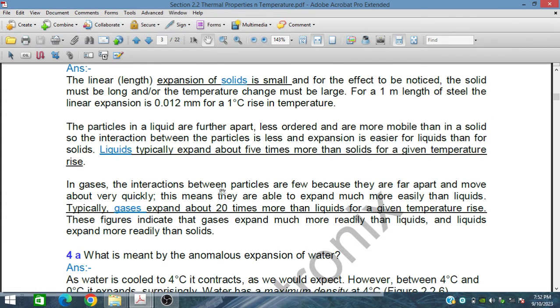In gases, the interactions between the particles are few because they are far apart. Very small interactions exist in gases, because they are very far apart and move very quickly. This means they are able to expand much more easily than a liquid. Typically a gas expands 20 times more than a liquid, so that's 100 times more than a solid. So this is very large. Expansion occurs because of the temperature rise. This indicates that gas expands much more readily than liquid, and liquid expands more readily than solid.